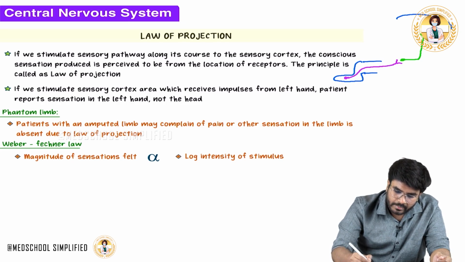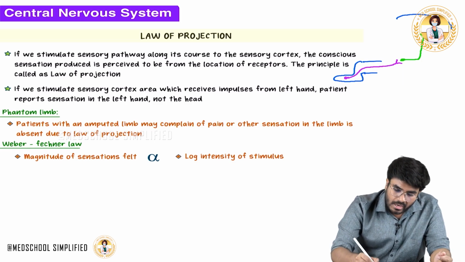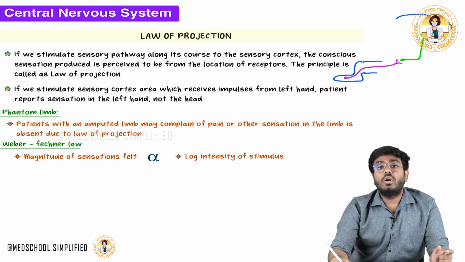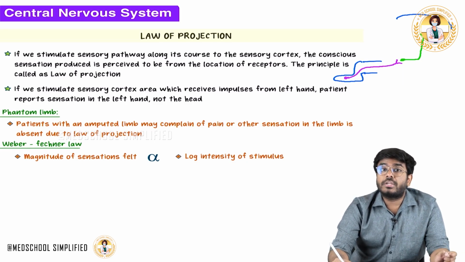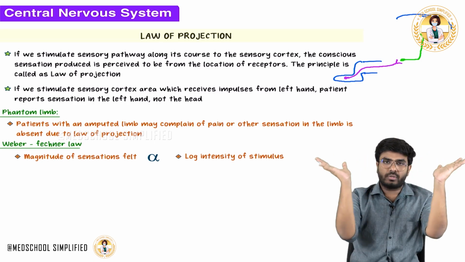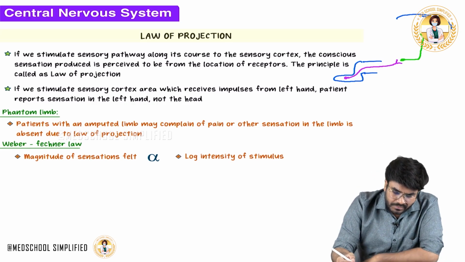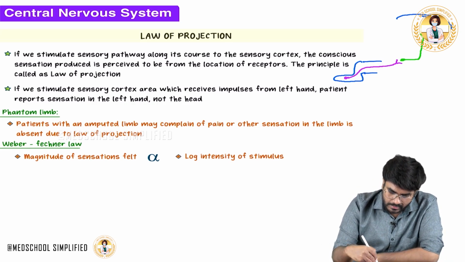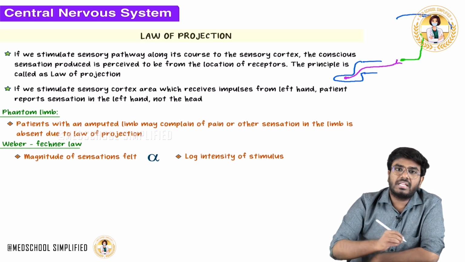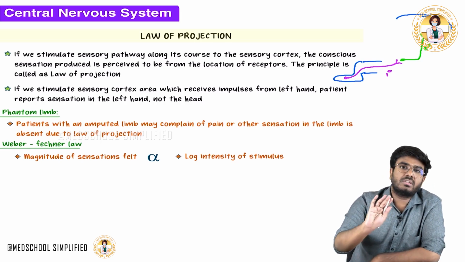The second order neurons terminate in the ventroposterolateral nucleus of the thalamus, which is a relay station. From the ventroposterolateral nucleus of the thalamus, the third order neurons start. These third order neurons go to the somatosensory cortex in the form of the corona radiata. The third order neurons, these fibers, are called the corona radiata. Now, this is the pathway: first order neuron, second order neuron and third order neuron, and the topmost thing is the somatosensory cortex.